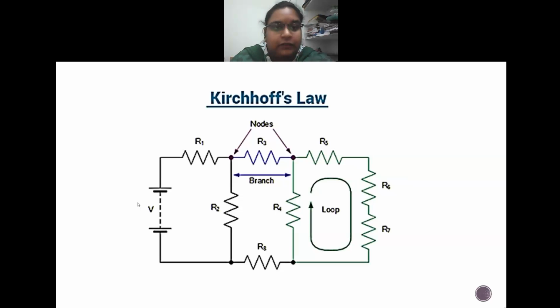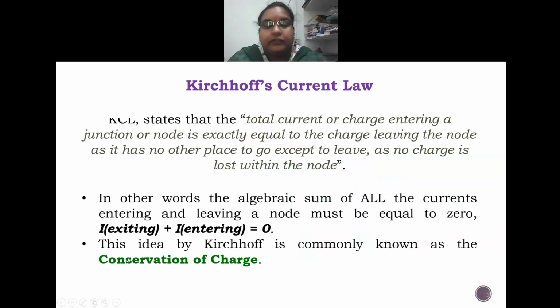Okay, so let's go for Kirchhoff's laws. The first one is Kirchhoff's current law. Let us see what this states. Kirchhoff's current law, or KCL, states that the total current or charge entering a junction or node is exactly equal to the charge leaving the node, as it has no other place to go except to leave, as no charge is lost within the node.